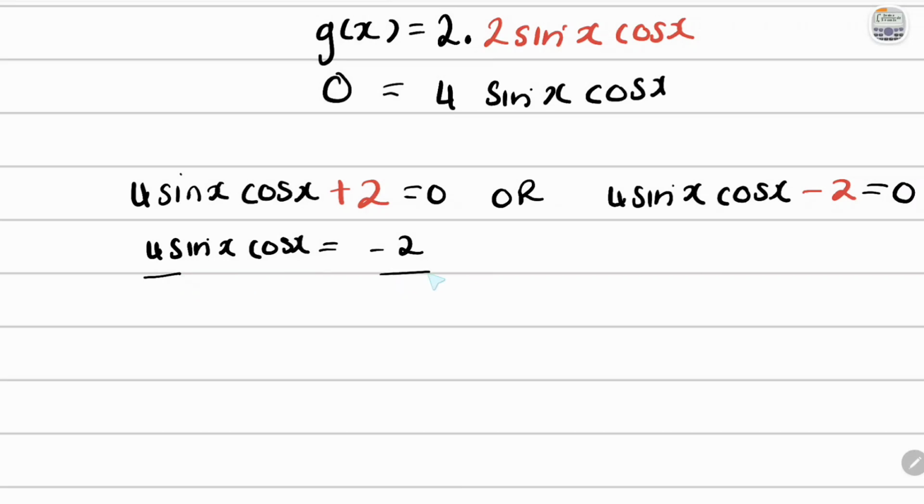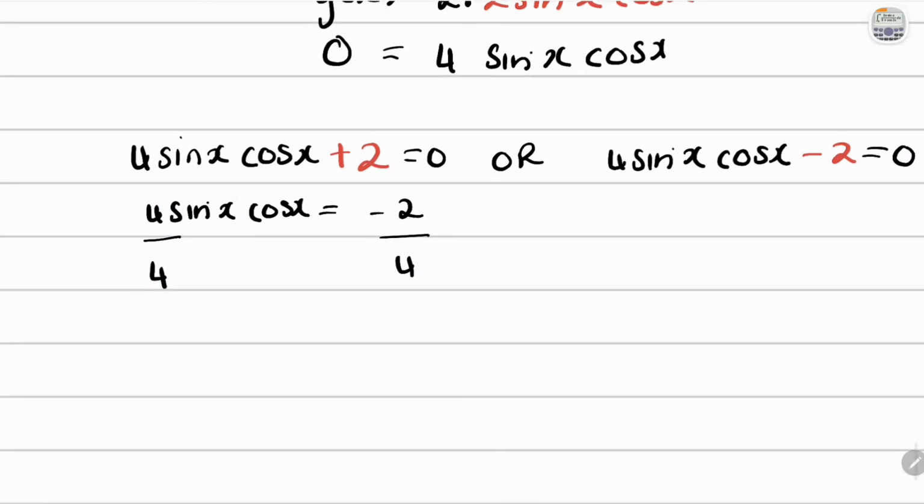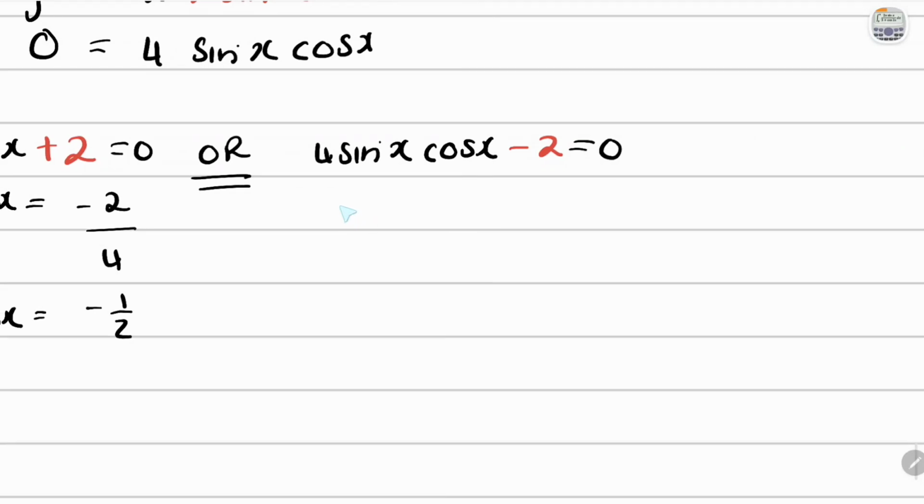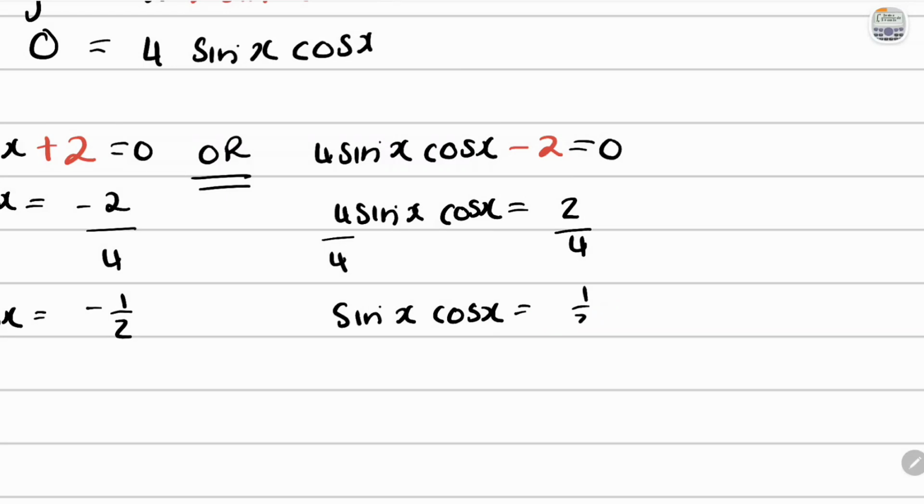Then divide both sides by 4 to get rid of that 4, because you need it to be sine x cos x. So right now we have sine x cos x is equal to negative 1 over 2. And then over here we have 4 sine x cos x is equal to 2. Then divide both sides by 4 to get rid of the 4, and sine x cos x is equal to positive a half.